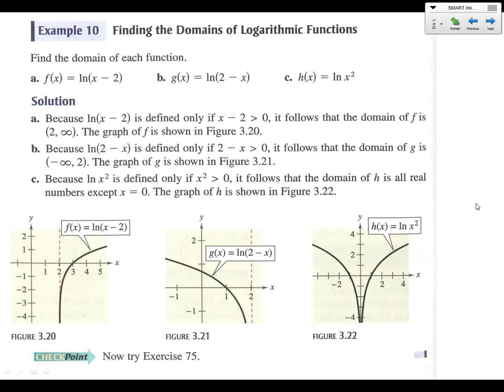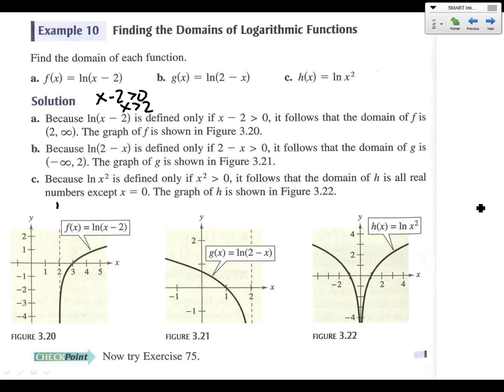Alright, so let's talk about the domain of logarithmic functions. The domains have to be greater than 0. If it's natural log or log of x, x has got to be greater than 0. So in this case, for the first one, x minus 2 has to be greater than 0. So x has to be greater than 2.